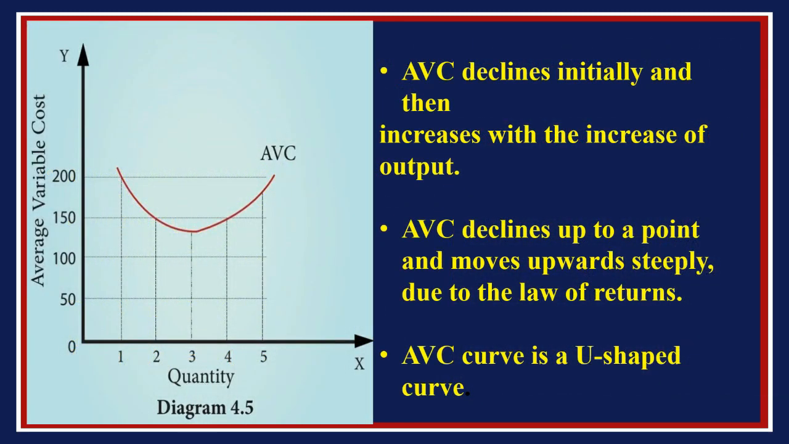Just have a look over the diagram. On the x-axis we have quantity, and on the y-axis we have the average variable cost. Average variable cost declines initially and then increases with the increase of the output. First we can see there's a decline in the AVC curve, but after a certain point, when it reaches 3 units of output, it starts increasing. At the 4th and 5th level of output, there's an increase in the average variable cost. So finally, average variable cost looks like a U-shaped curve.